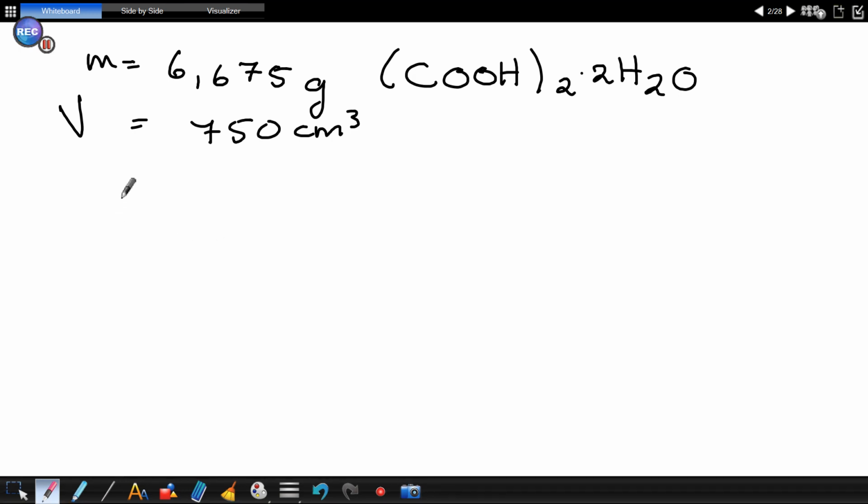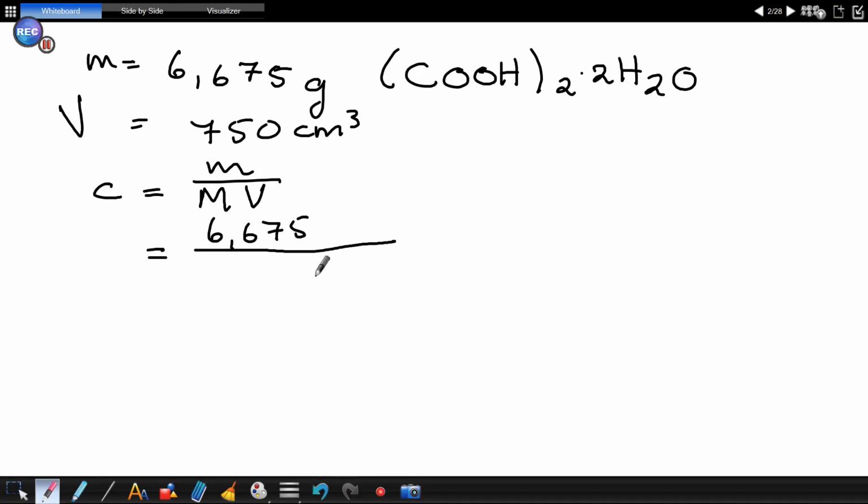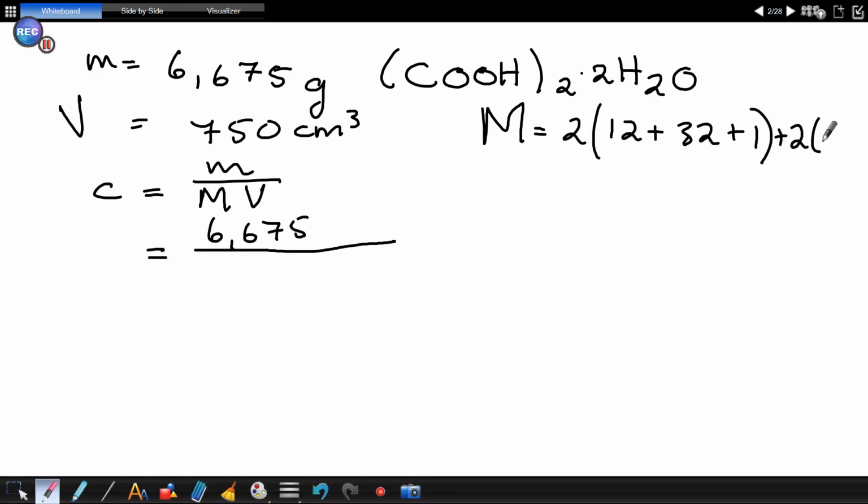Okay, so to get the concentration of this solution, concentration is mass over molar mass times volume, 6.675. What is the molar mass of oxalic acid? It's twice 12 plus 32 plus 1 plus twice 18. What is it? 126 times 0.75.